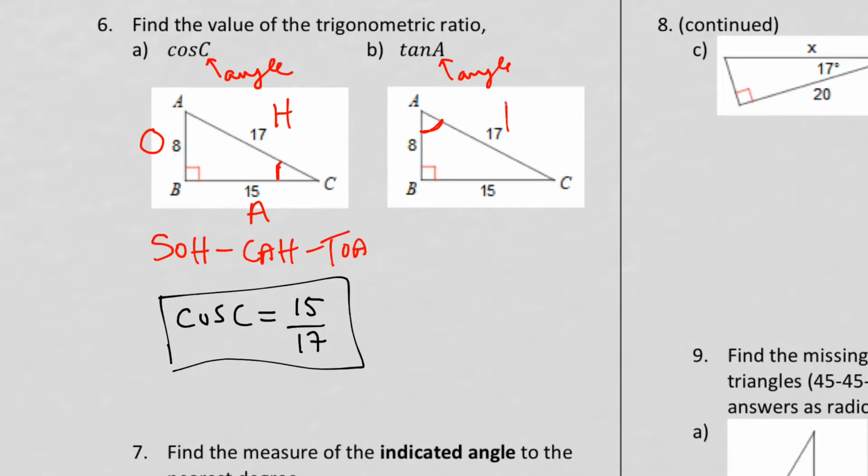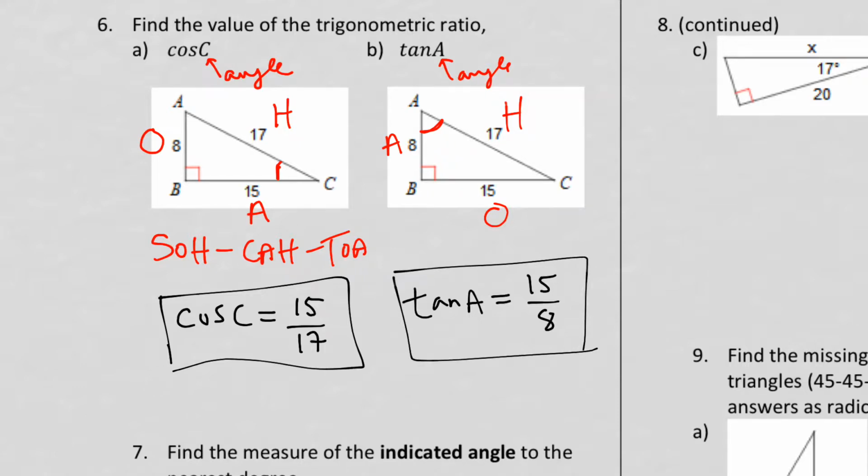So here's my hypotenuse. From angle A, the side opposite this angle is going to be 15. So that's my O for opposite. Then A for adjacent. In this case, if I'm using tangent, it's TOA in SOHCAHTOA, so it's opposite over adjacent, O over A. So here's my answer. Tangent of angle A equals opposite, which is 15, over adjacent, which is 8. So that's the trig ratio for 6b.